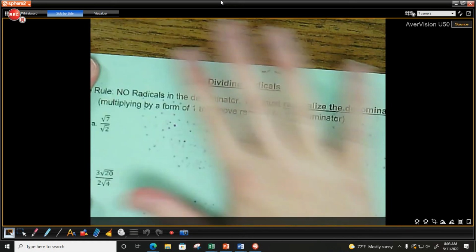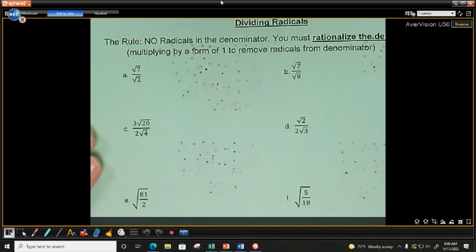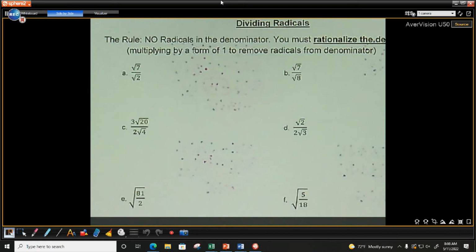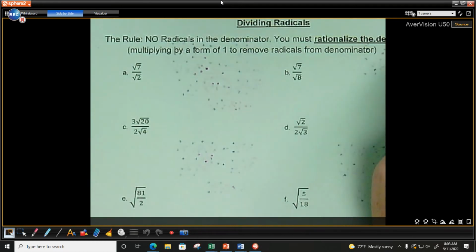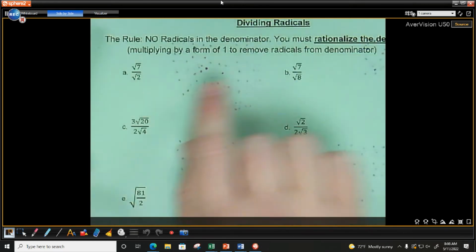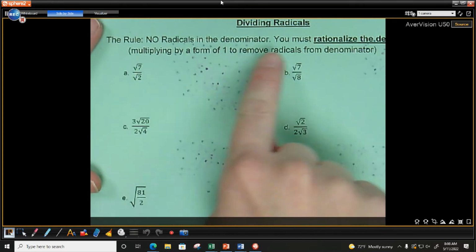Now, we're going to go to dividing. If you remember from last class, I said you can't have a fraction under the radical, and you also can't have a radical in the denominator. Okay? So, we're going to have to do something that's called rationalizing the denominator. What does that mean? You're going to multiply by a form of 1 to remove the radical from the denominator.